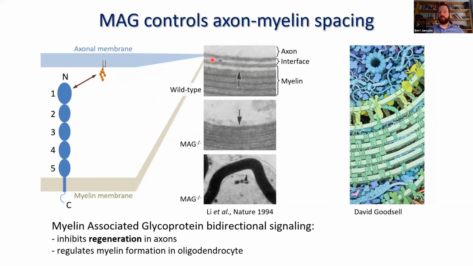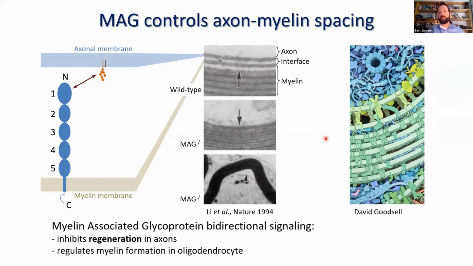Because if you knock out MAG, and this was done over 25 years ago, two things can happen. Either the axonal surface collapses onto the myelin surface, which you see here, or the axonal surface dissociates away from the myelin layer. So MAG is able to keep these cells together, but it's also maintaining a very well-established distance. And Dave Goodsell was able to draw this already. I think this is a drawing from 2009, but he hasn't drawn MAG in here because the structure of MAG is not known.